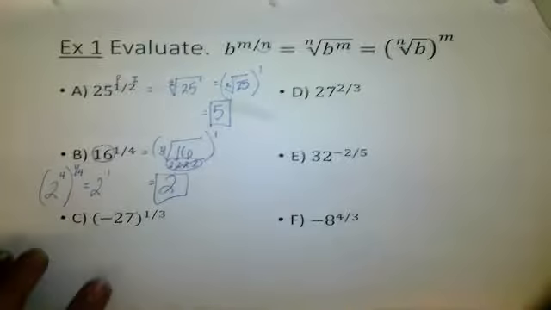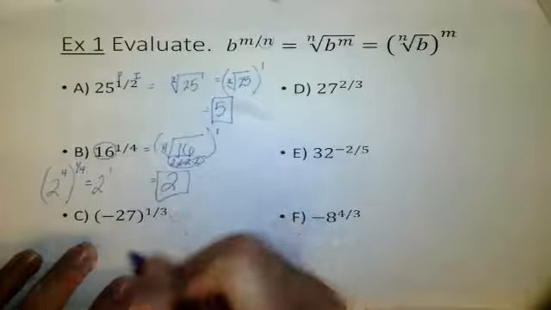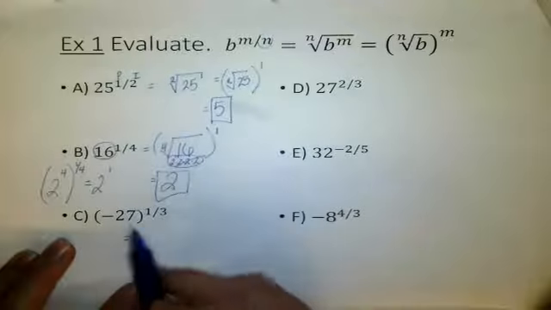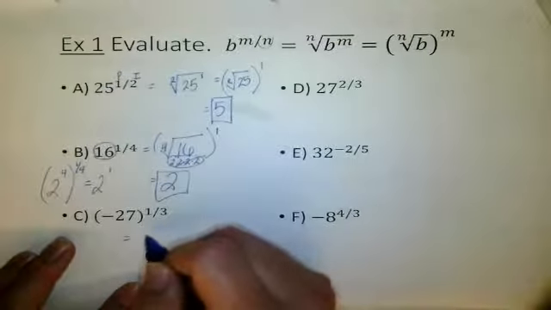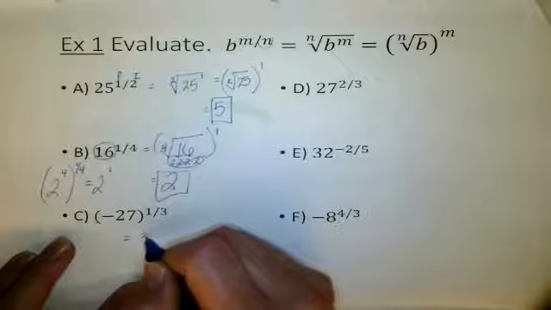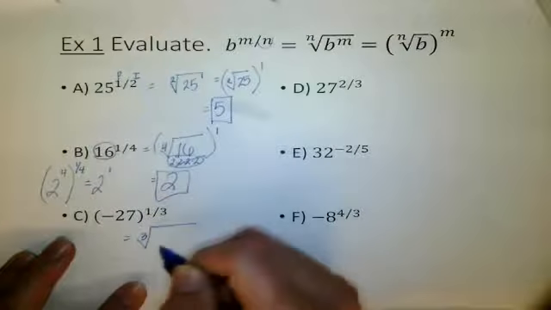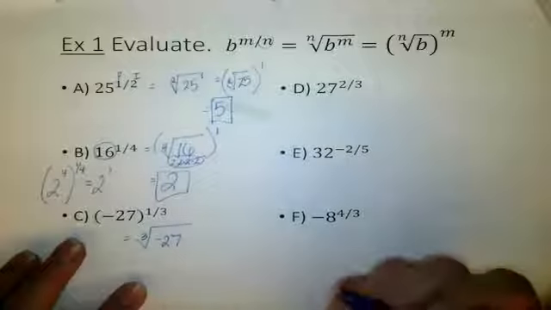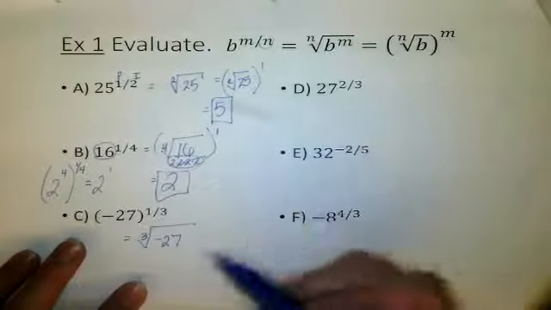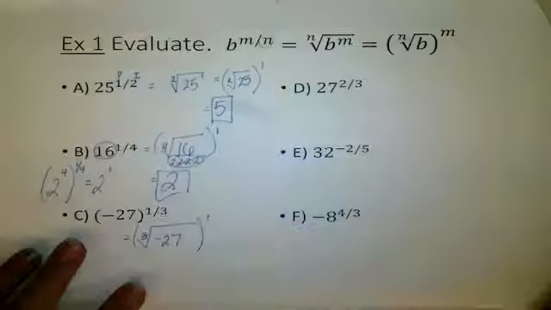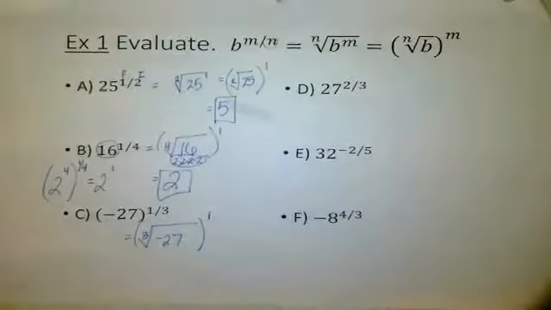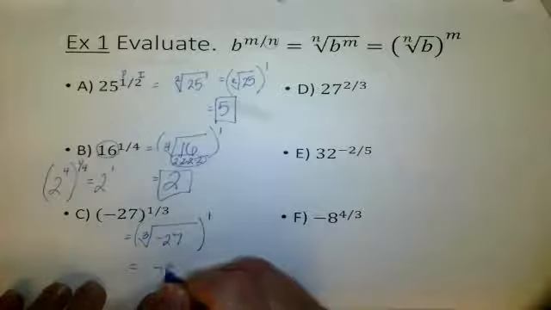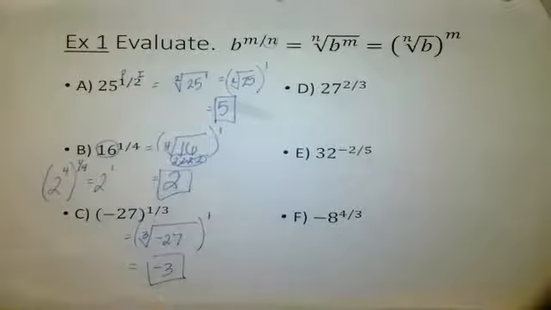All right, so let's look at this one. Again, I'm going to go ahead and rewrite negative 27 to the 1/3 power as a radical. The index is 3, and we have negative 27 on the inside. That's our base. And again, it's to a power of 1. What is the cube root of negative 27? Negative 3. That's it. So you already know how to do this. This is just notation.